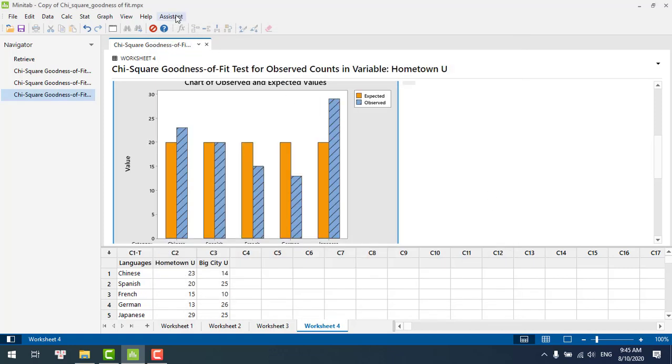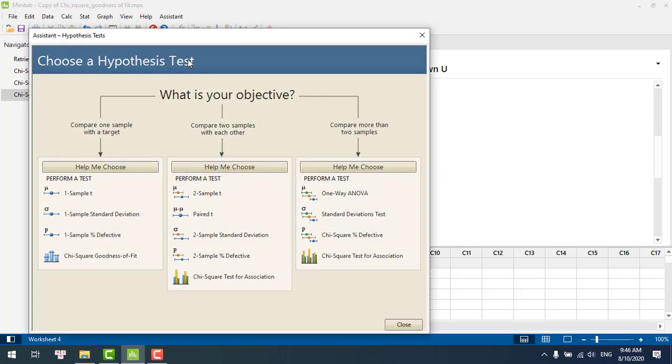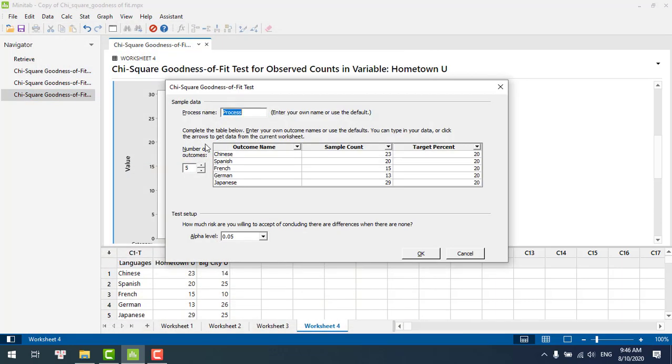To confirm this, we can run the Assistant. So go to Assistant, Hypothesis Test, and here on the very left side, you have chi-square goodness of fit. So click on that. If you click on that, then let's call this Hometown University.